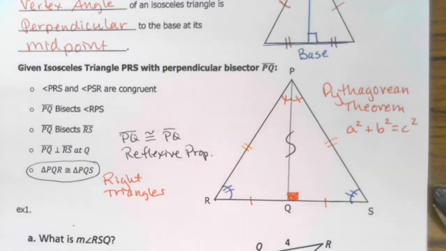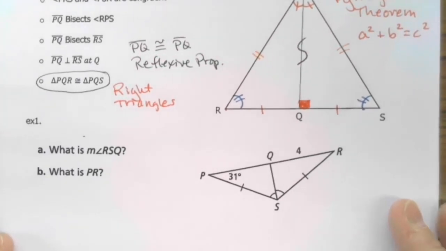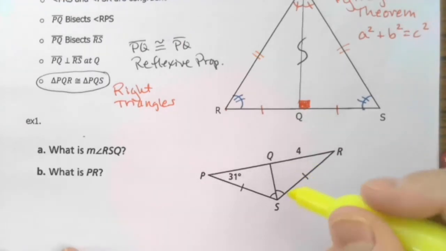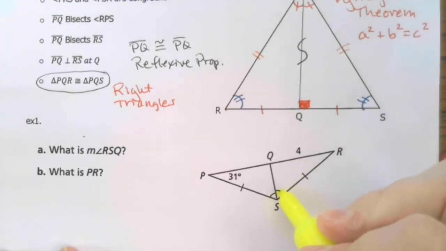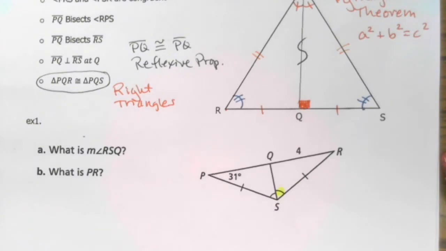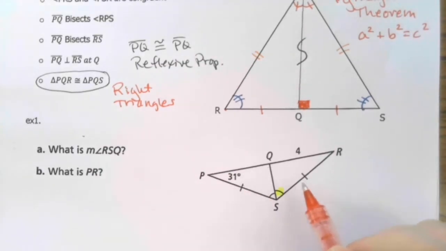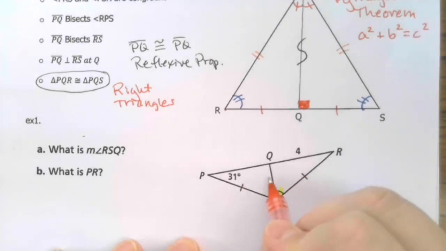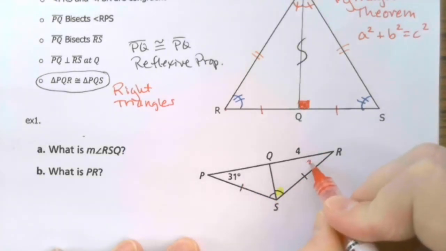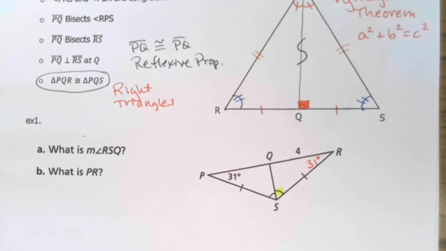All right, let's do an example. What is the measure of angle RSQ? We're looking for this angle measure right there. This triangle is isosceles because it's got two congruent sides. The theorem says that if you have two congruent sides, then the angles opposite those sides are congruent. So if this one's 31, this one must also be 31 degrees.